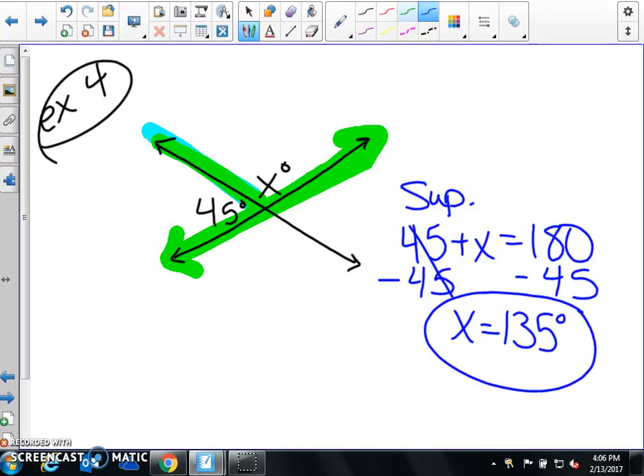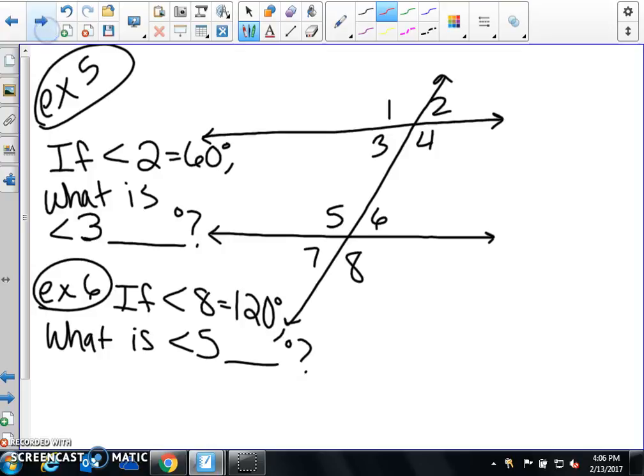Okay? So if I know this is 135, honestly, you can just do the whole x box. If that's 45, its vertical angle is 45. If that's 135, then its vertical angle is 135. So you can knock out that whole x. Here's where people get freaked out. Don't be that person. So let's start.